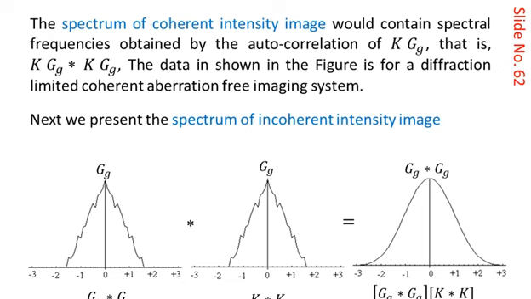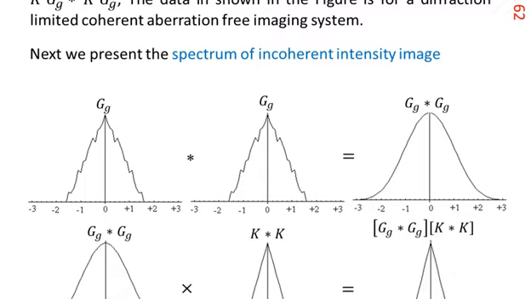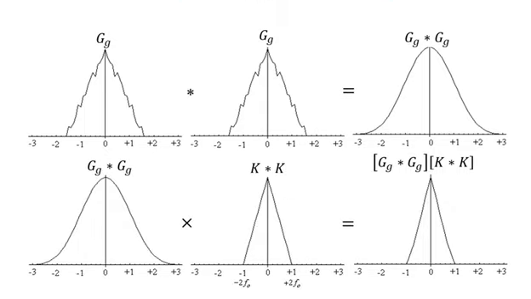Next we present the spectrum of the incoherent intensity image. Look at this. We have taken the same values of capital G and capital K from the previous example. So look at capital G in the first row autocorrelating with capital G. With the capital G in the first row, the first two elements are showing the autocorrelation of capital G with the capital G. And on the right hand side in the first row we are getting capital G autocorrelated with capital G, and we have obtained a curve that you can see on the right hand side of the upper row.